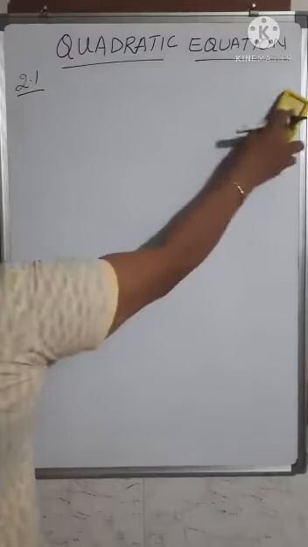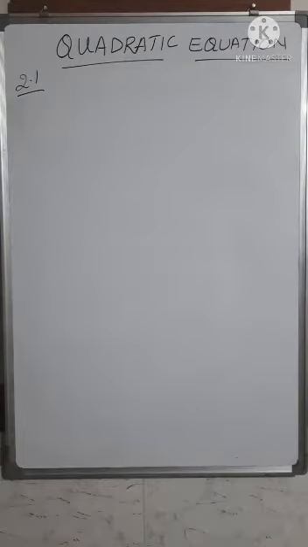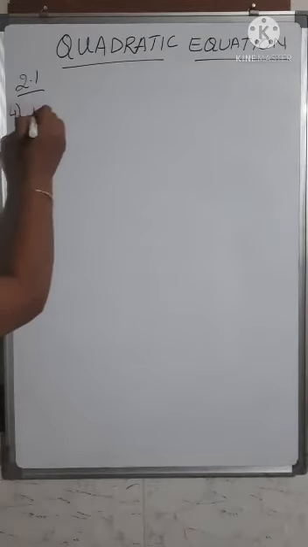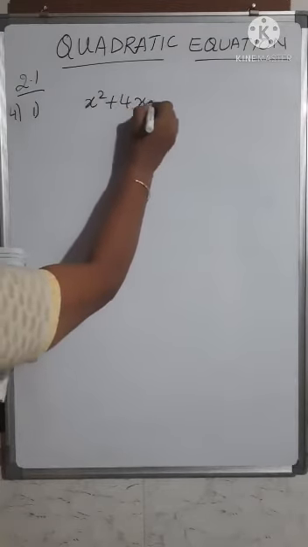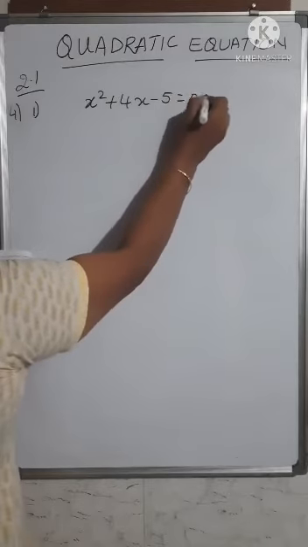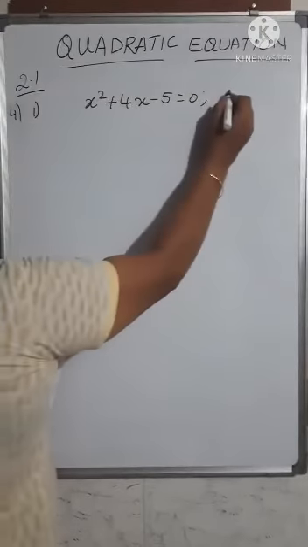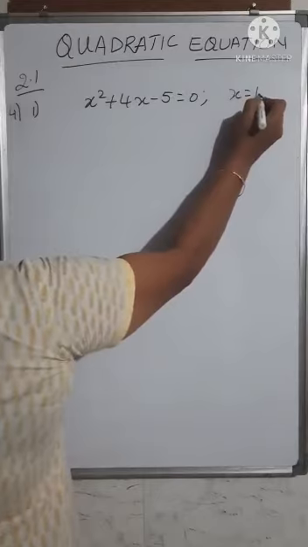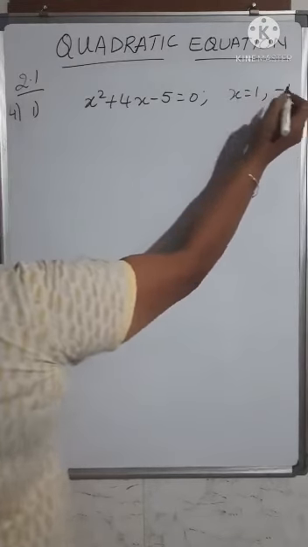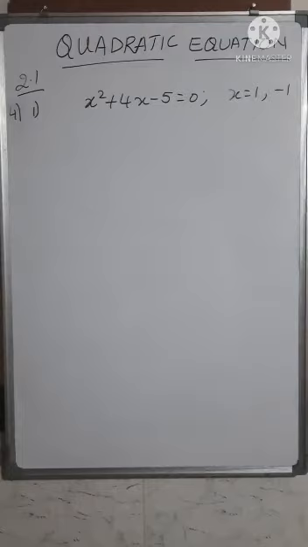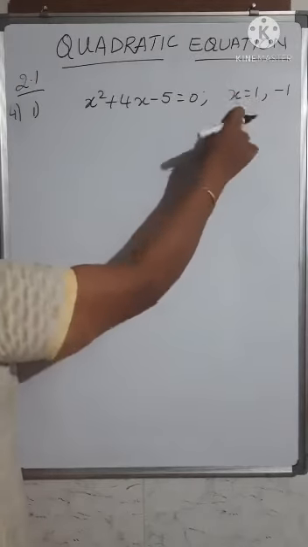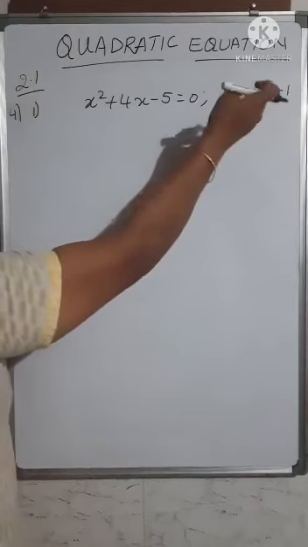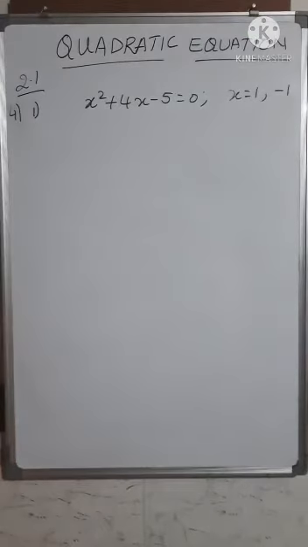So we'll take practice set 2.1, the fourth question, the first problem. The equation given is x square plus 4x minus 5 is equal to 0, and you have to verify whether x is equal to 1, comma, minus 1 are the roots of the equation. First substitute x as 1, then substitute x as minus 1 and check whether LHS and RHS are equal.